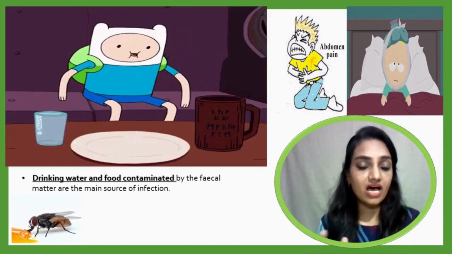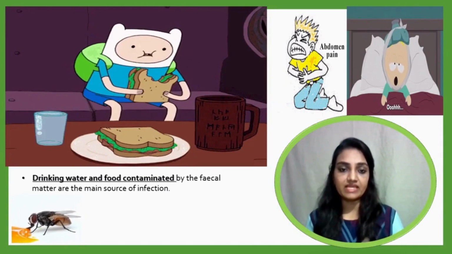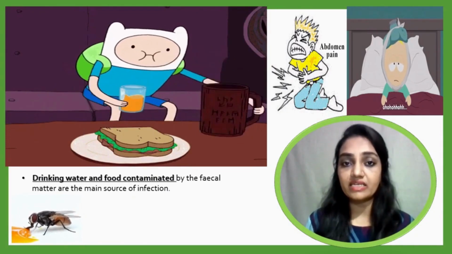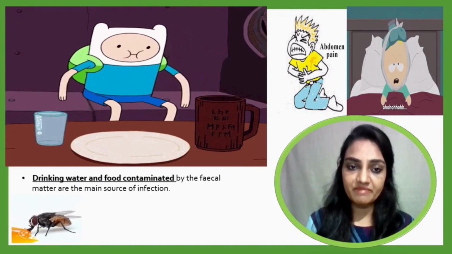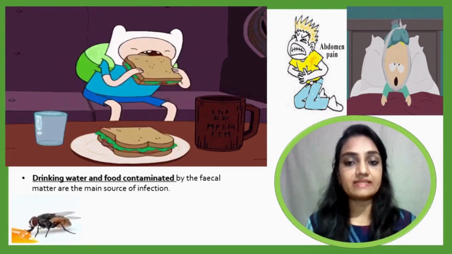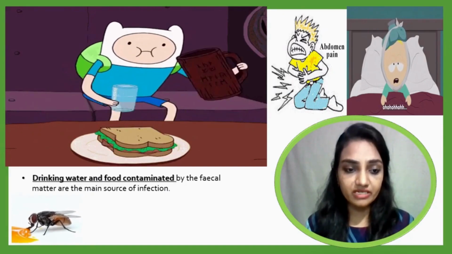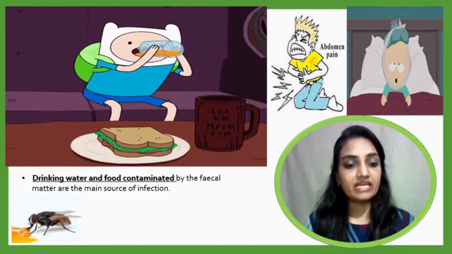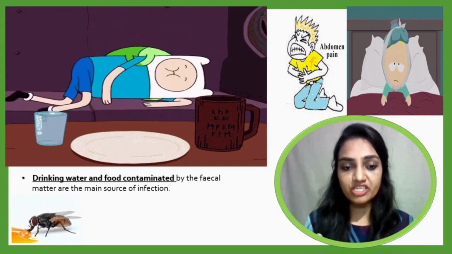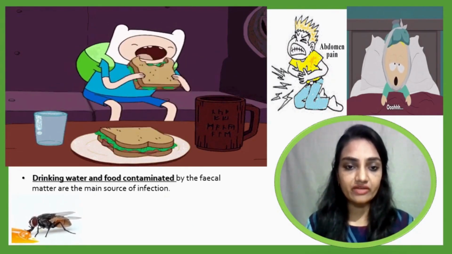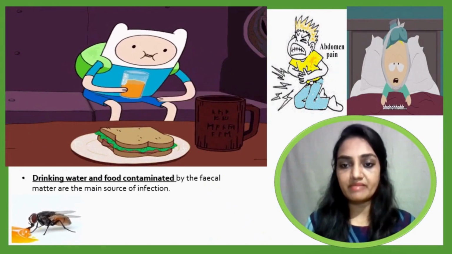Now the second thing: how Entamoeba histolytica enters the human body. Drinking water and food which is already contaminated with fecal matter are the main source of the infection. That means if a person consumes such contaminated food or drinking water, the person may get infected.